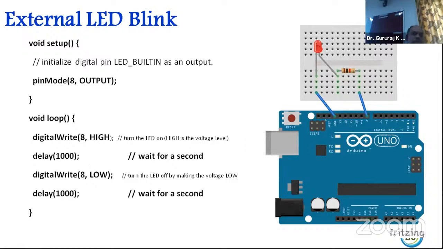Based on that, the delay is nothing but a continuous loop which will be repeated 1,000 times, so that I can view this. Once the delay is over, again I digital write 8, low, so it will be switched off. Then again a delay. This continuously repeats, so that the LED on the breadboard continuously switches on and switches off. That is the blinking of the LED.